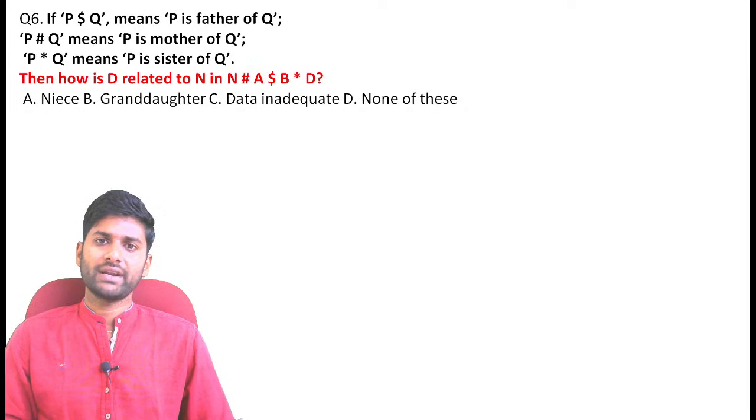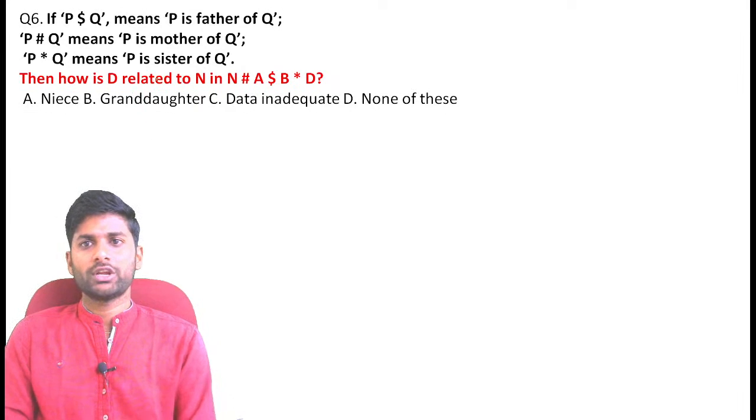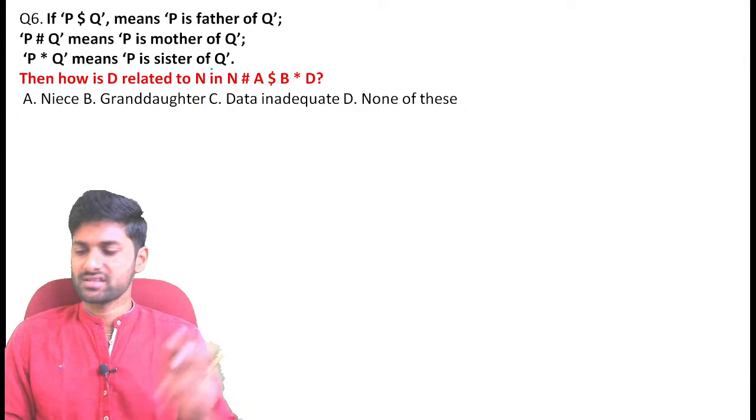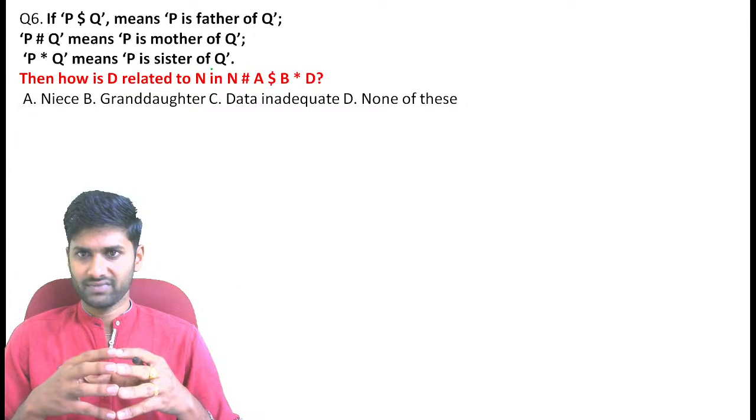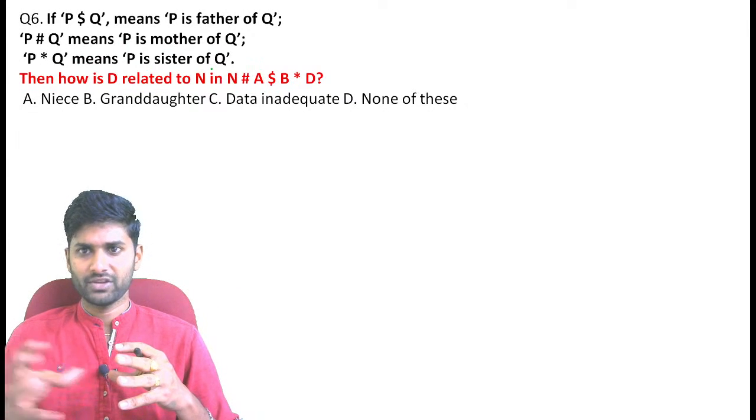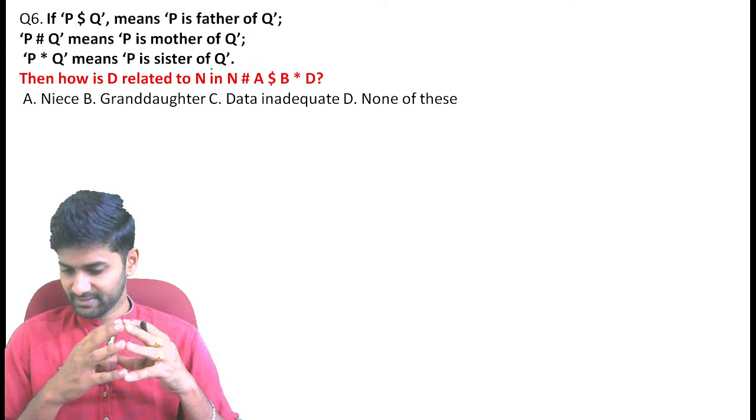Now we have some coded relations here. P dollar Q: P is the father of Q. P hash Q: P is the mother of Q. P star Q: P is the sister of Q. There are three relations given. Based on that, you make a diagram, and based on the diagram, you decide the answer.